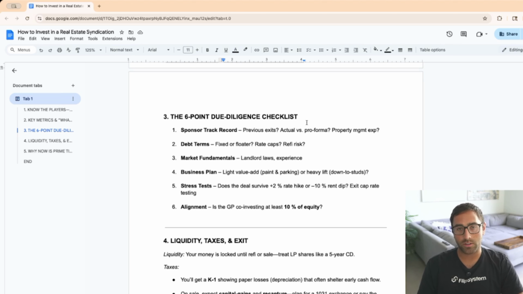The property manager that they're hiring or have used in the past, have they used this person before? How much experience do they have? How many doors do they have under management? So you want to look at some case studies that they've done in the past.